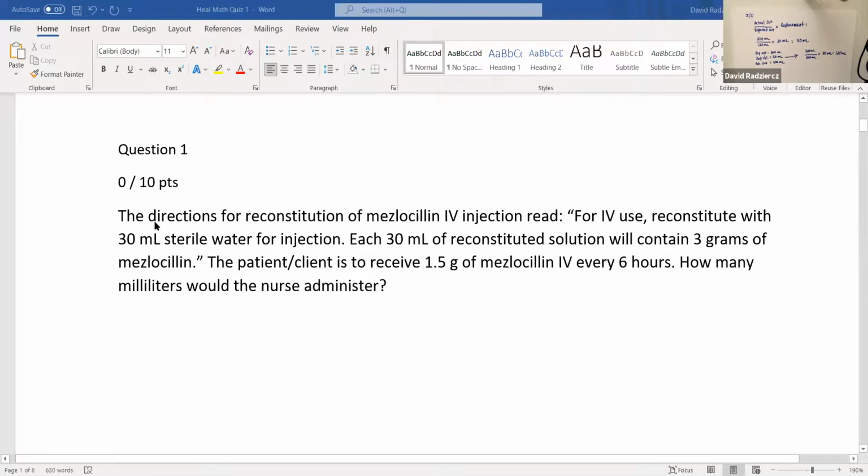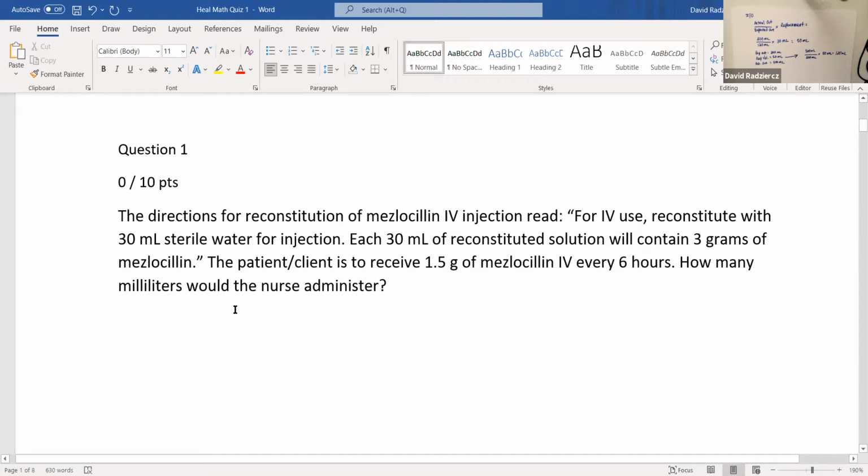Okay, so for this question, this says it's a reconstitution type of question. It says the directions for reconstitution of meslocillin IV injection reads, quote, for IV use, reconstitute with 30 milliliters sterile water for injection. Each 30 milliliters of reconstituted solution will contain 3 grams of meslocillin. The patient is to receive 1.5 grams of meslocillin IV every 6 hours. How many milliliters will the nurse administer?